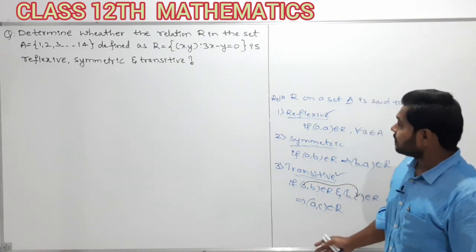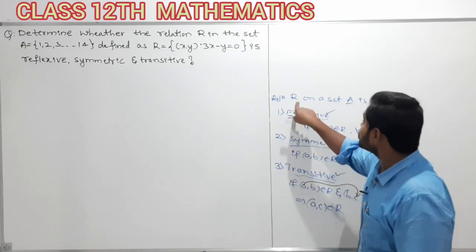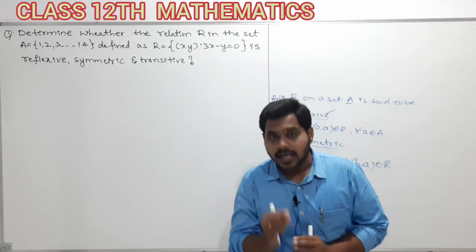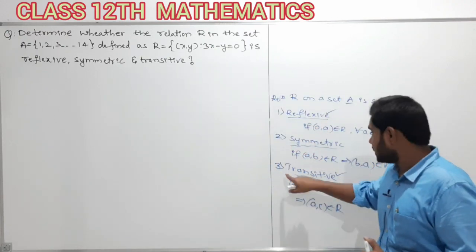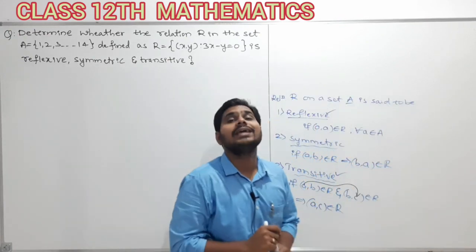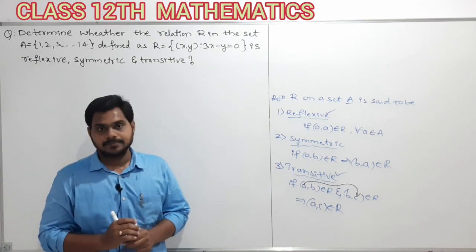So this is all about reflexive, symmetric and transitive, my dear students. And a relation R on a set A is said to be an equivalence relation if the relation R is reflexive, symmetric and transitive. If these three conditions are satisfied, such a relation we can call an equivalence relation, my dear students.